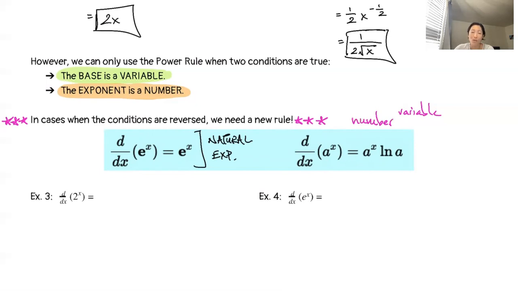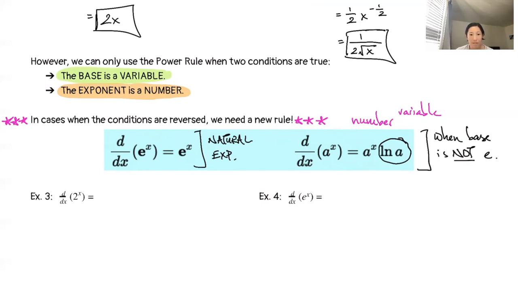Now, what happens if you have a base that is not e? You'll have to compensate for that by multiplying by natural log of that base, okay? So this second case is when the base is not e. Okay. So let's practice using these rules.